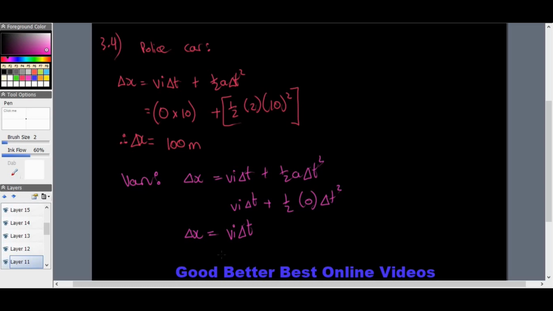Okay, so the speed he was traveling at was 15 times 10 seconds, which was the time for both. So I'm going to come up here, therefore delta x is equal to 150 meters. So at 10 seconds, who is ahead? We can conclude that the van is ahead. Okay.